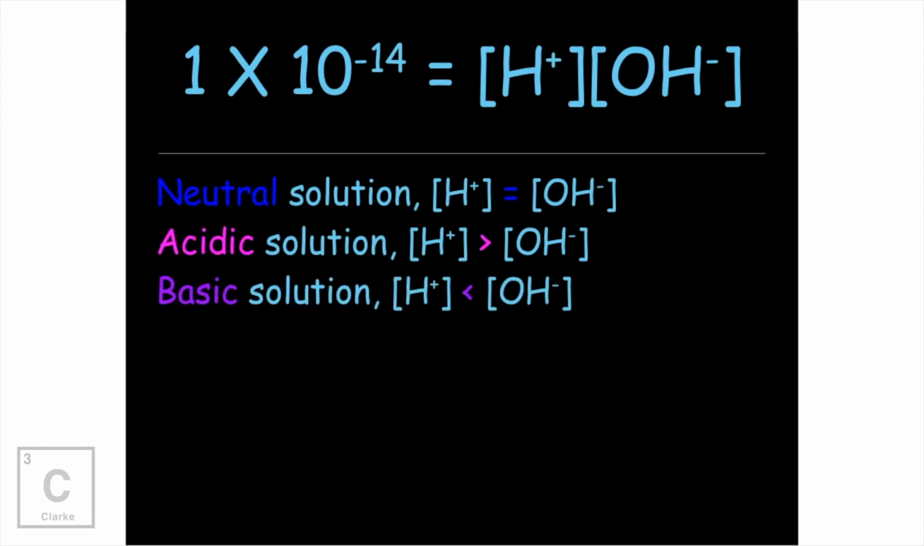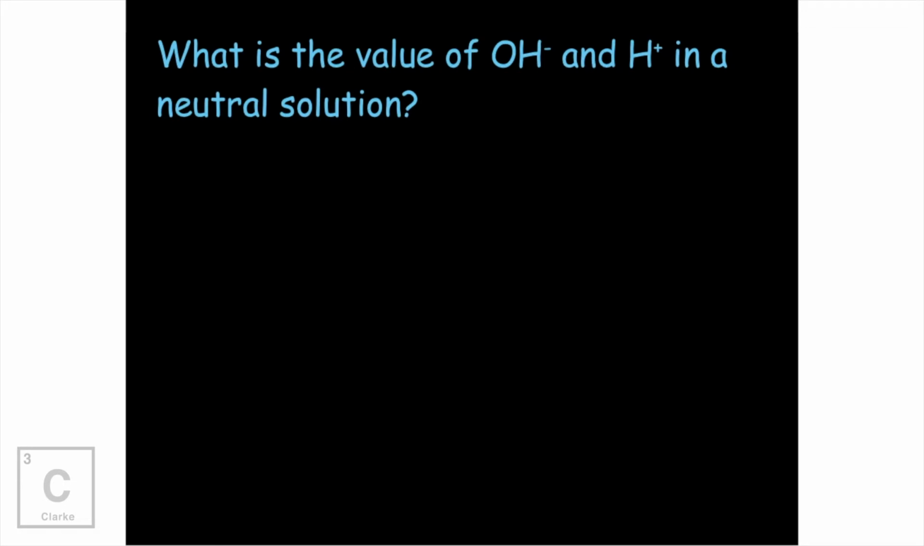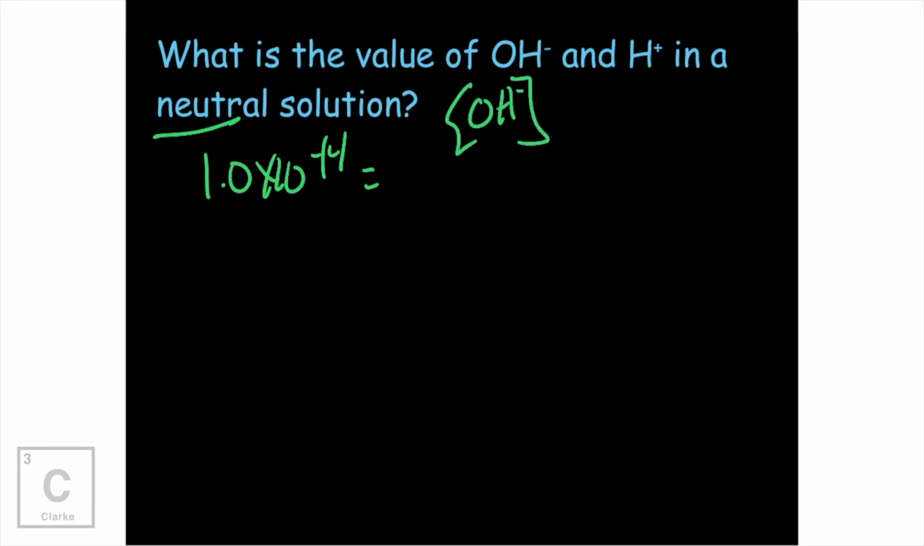And then if the hydroxide ion concentration is greater than the hydrogen ion concentration, then we're going to get a basic solution. So what is the value of the hydroxide ion and the hydrogen ion in a neutral solution? Well, we know that when we multiply those concentrations together, we get 1 times 10 to the negative 14. We also know that in a neutral solution, the concentration of the hydroxide ion and the concentration of the hydrogen ion have to be equal. We need the same number to represent the hydroxide ion concentration as the hydrogen ion concentration.